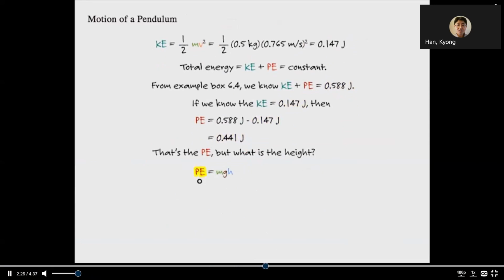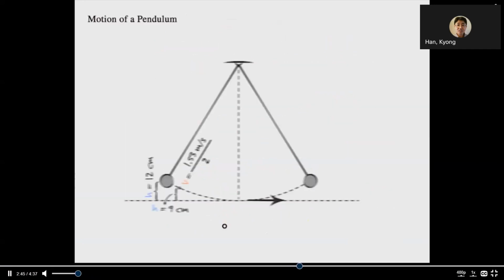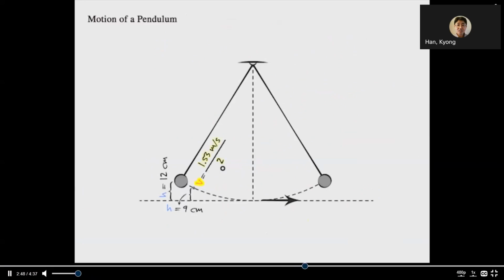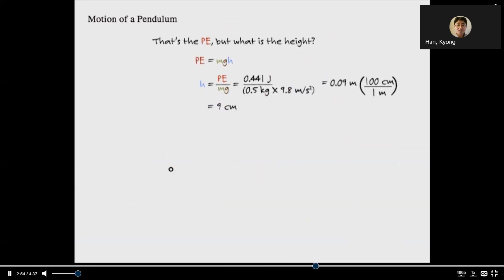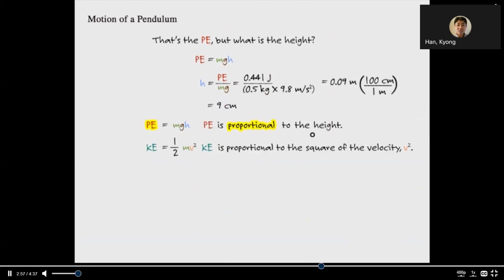Well, we know potential energy is mgh. So if we solve that equation for h, h equals P divided by mg, and we get 0.09 meters. We can convert that to centimeters by multiplying by 100. The height of the ball is thus 9 centimeters. Notice that although the velocity is half the maximum velocity, the height is not half the maximum height. This is because our potential energy is directly proportional to the height, but our kinetic energy is proportional to the square of the velocity.